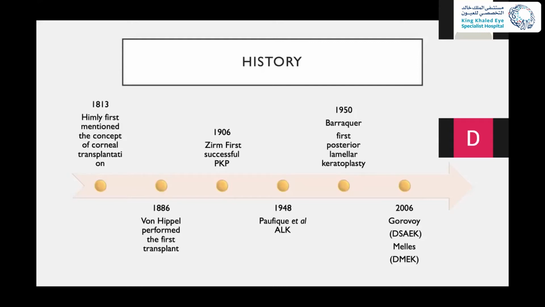Then a few years later, Fuchs did the first lamellar keratoplasty, which was not accepted well because of poor outcomes in terms of visual quality. Later, in 1948, the technique of anterior lamellar keratoplasty was brought back. The first posterior lamellar keratoplasty procedure was described in 1950 by Barraquer.